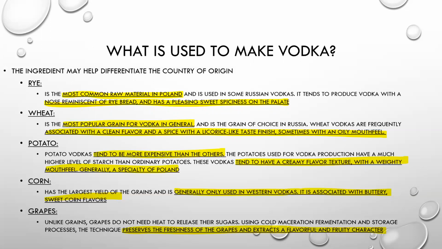Corn, which has the largest yield of the grains, is generally only used in Western vodkas associated with more of that buttery, sweet corn flavor. Grapes, unlike grains, don't need heat to release their sugars. Using cold maceration, fermentation, and storage process, this typically preserves the freshness of the grapes and extracts a flavorful and fruity characteristic.